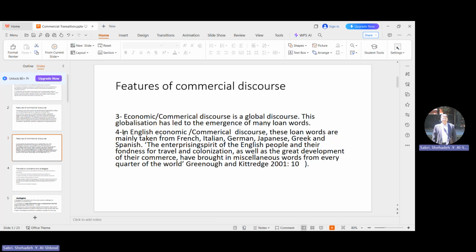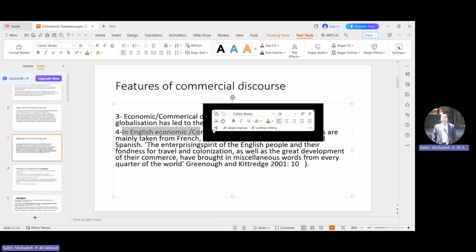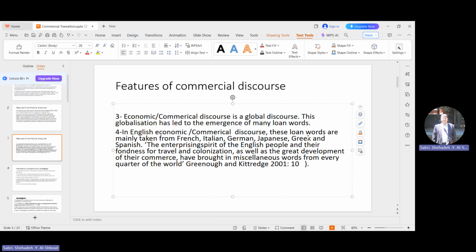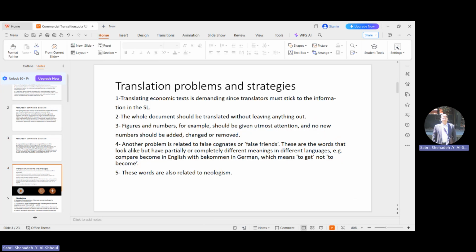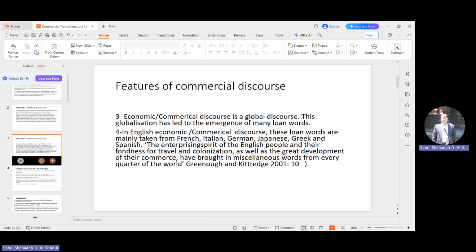When we look into the English discourse here, the loan words are taken from different languages, like French, Italian, German, Japanese, Greek, Spanish. The enterprising spirit of English people and their fondness of travel, colonization, as well as the great development of their commerce, have brought in miscellaneous words from every quarter of the world. So this has motivated different loan words coming into play as a reflection for commercial discourse, which is central to the functioning of modern economies.